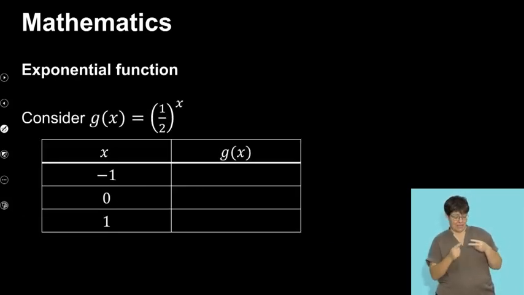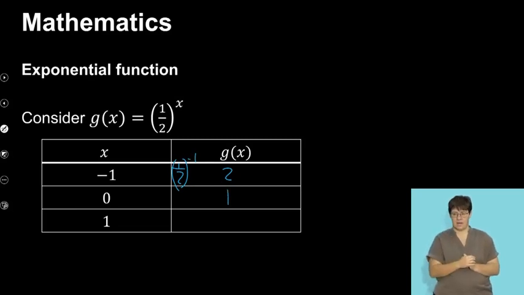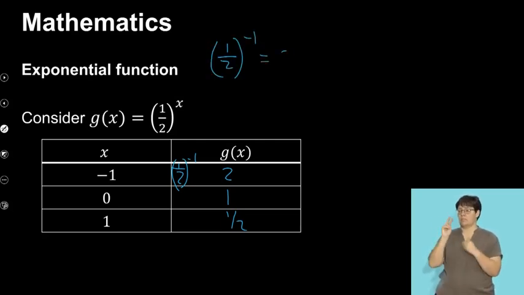Now, another type of exponential graph will be where the b value is a fraction between 0 and 1. Same concept. If I substitute minus 1 there, this will give me 2. If I substitute 0 for the x there, it will give me 1. And then lastly, if I substitute 1, it will give me 1 over 2. Just so that you can see, it's 1 over 2 to the exponent of negative 1. This will give you 2.